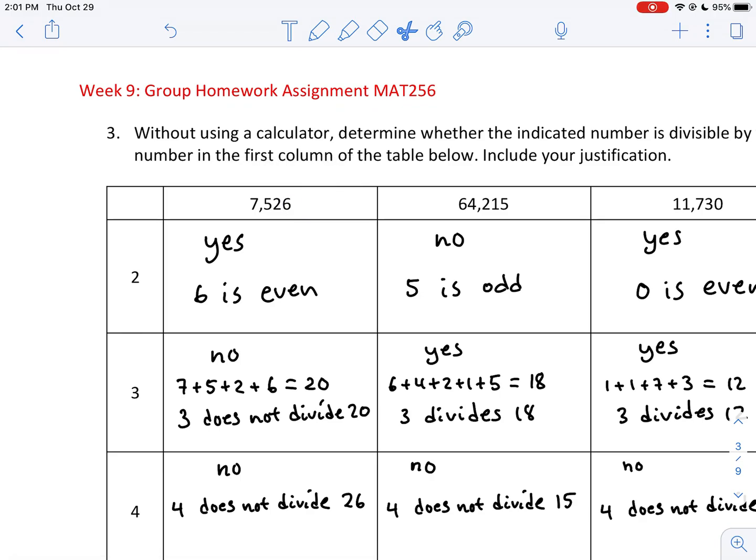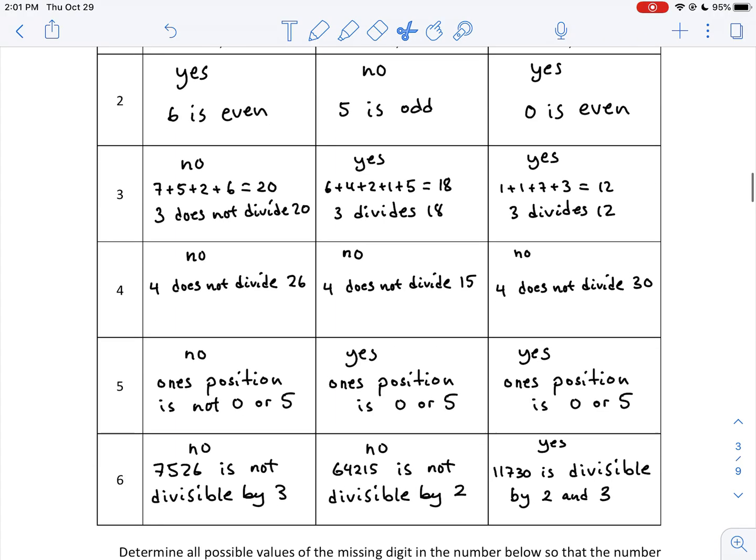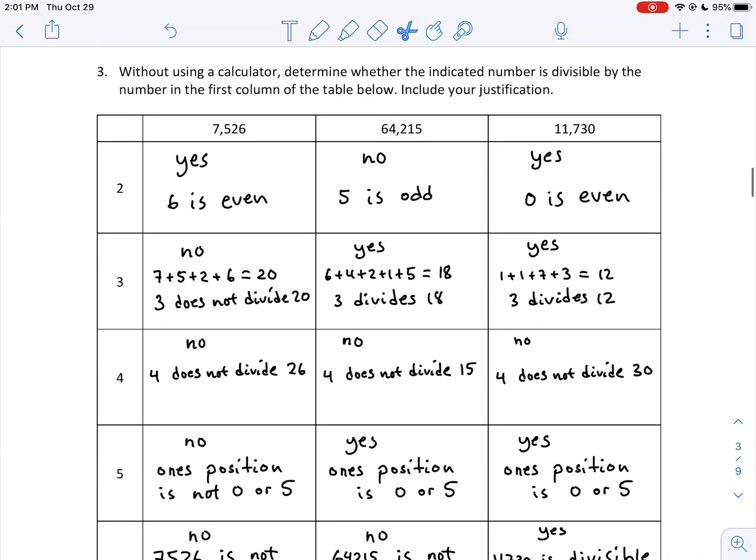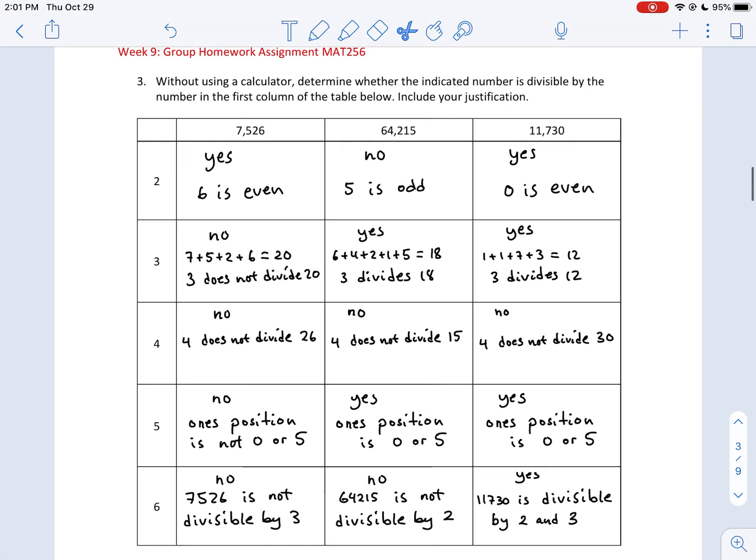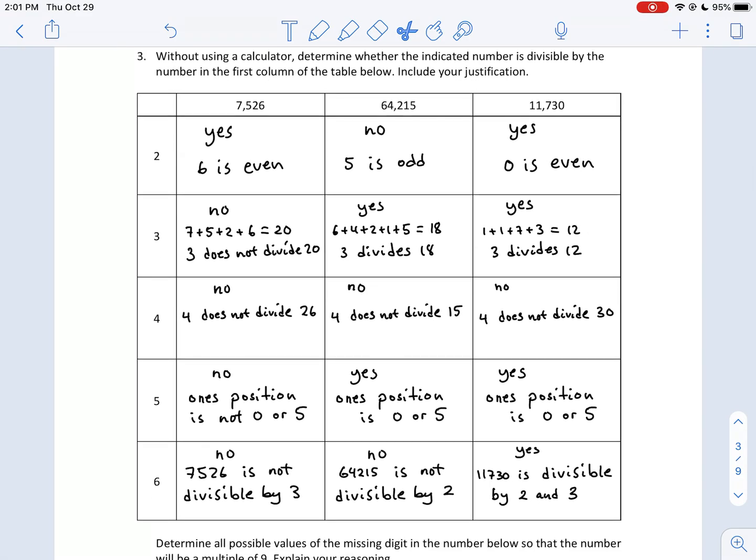Number 5, you just have to look at the 1s spot. If the 1s spot is a 5 or a 0, then the number is divisible by 5. And that was true only for the second and third number.